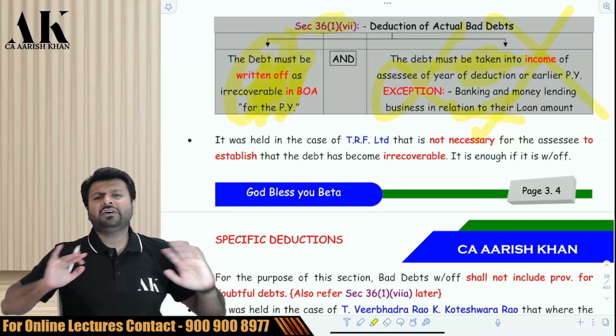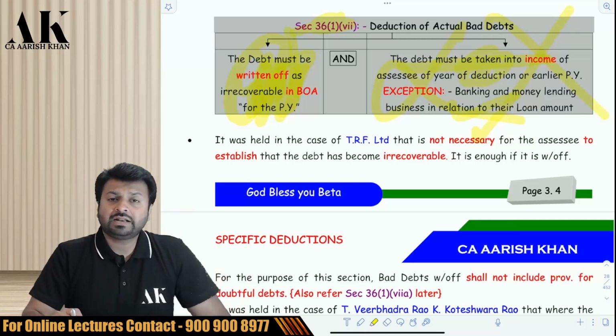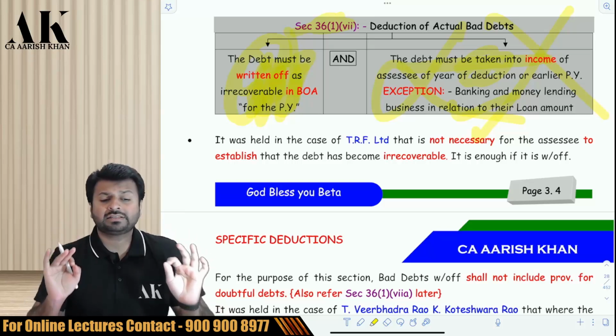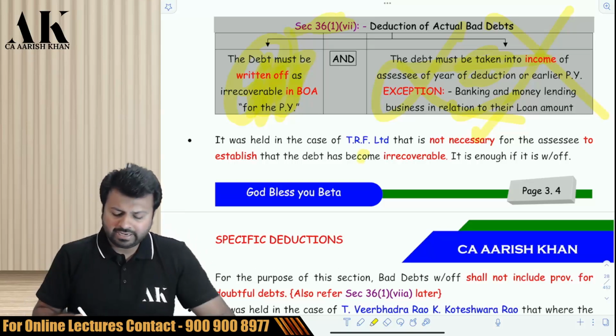Now, is it necessary for me to establish the fact to the assessing officer that my debt has become bad? Am I supposed to give proof to him that my debt has become bad? No. As per the Supreme Court judgment of TRF Limited, it is held that it is not necessary for the assessee to establish the fact that the debt has become irrecoverable.